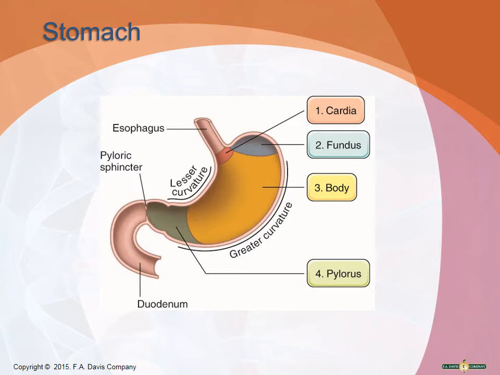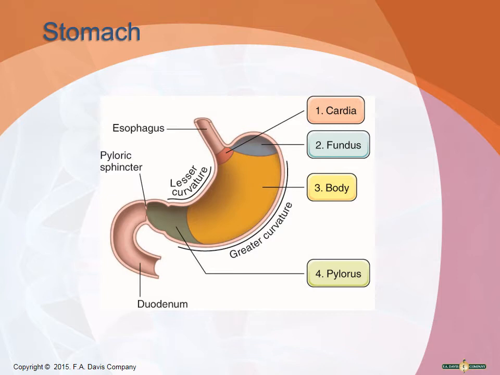Next, uppermost, you have the fundus. Sometimes the people that have hiatal hernias need a surgery where they take the fundus and wrap it around here to keep the stomach from protruding back up into the thoracic cavity. The main part of the stomach, number 3, is the body.